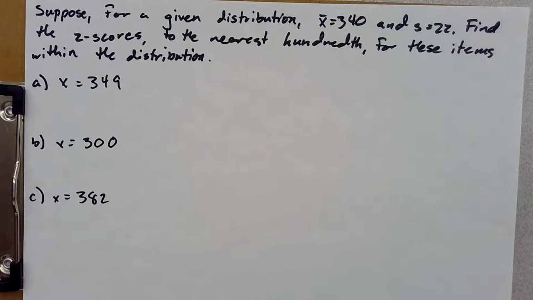In this video, we are going to look at the example problems in section 12.4. First, we're given this. Suppose for a given distribution, x bar equals 340 and s equals 22. We want to find the z-scores to the nearest hundredth for these items within the distribution.